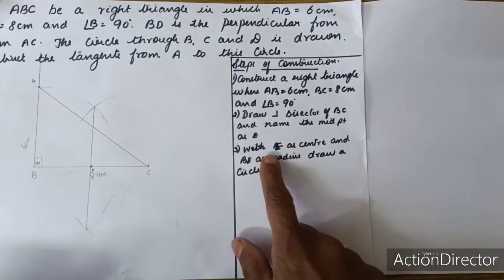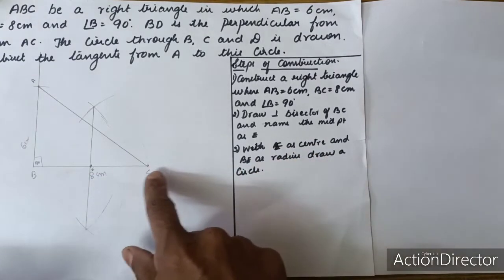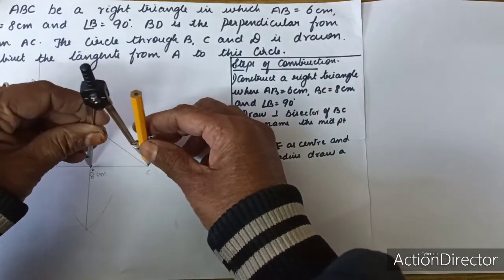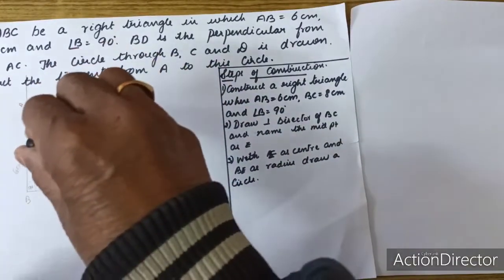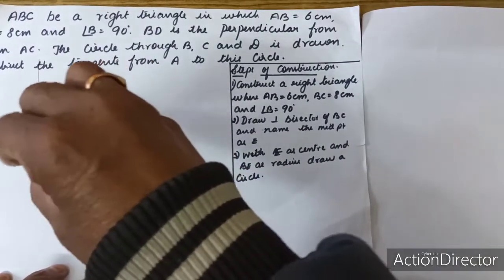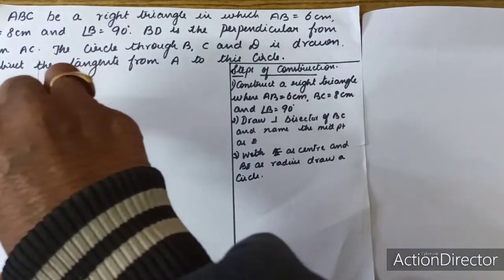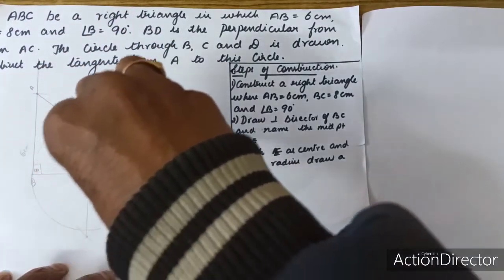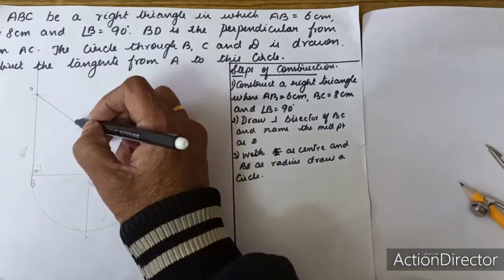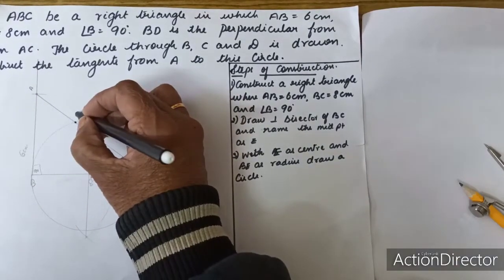Now step number 3. With E as center and BE as radius or EC as radius, draw a circle. Now name this point where the hypotenuse is intersecting the circle as point D.